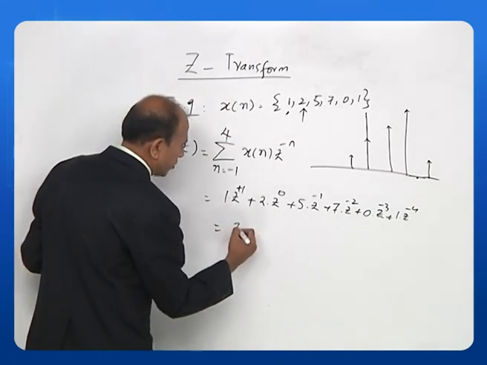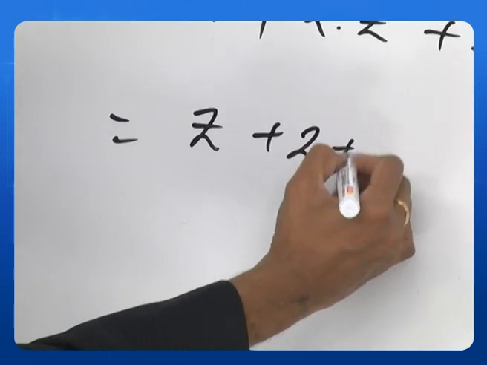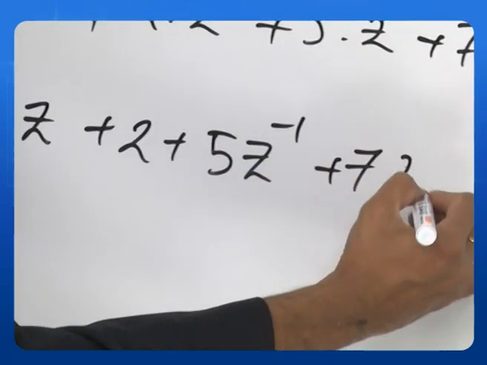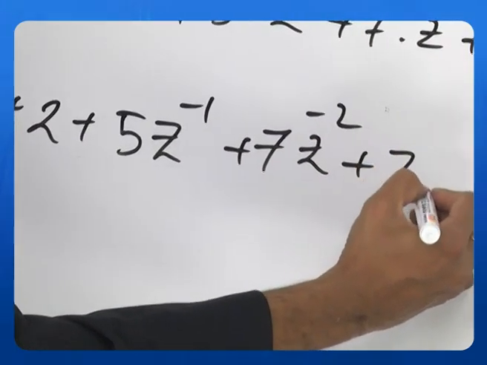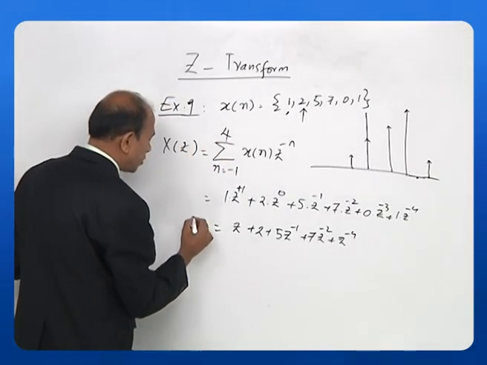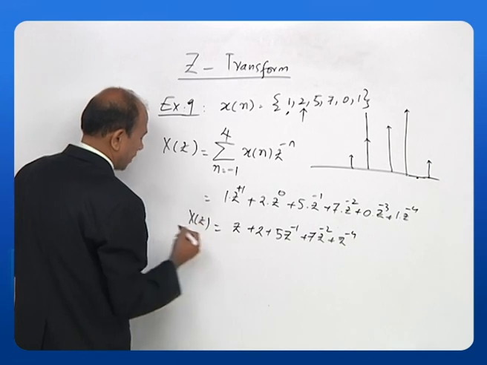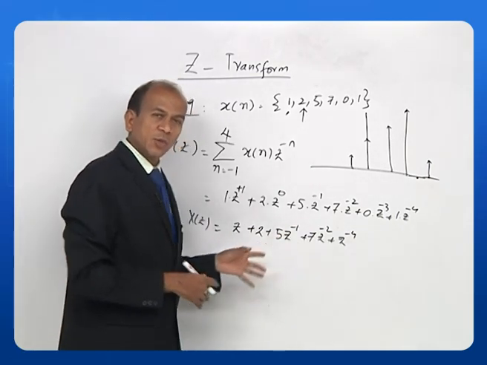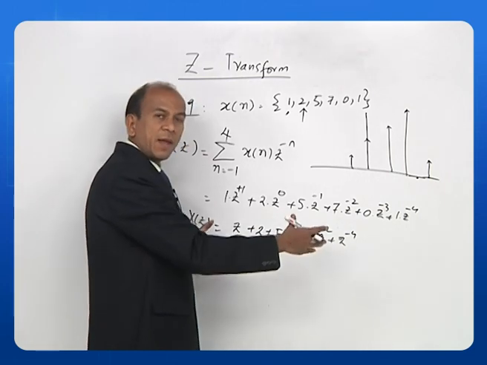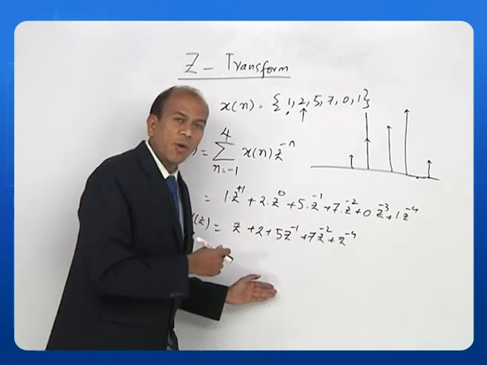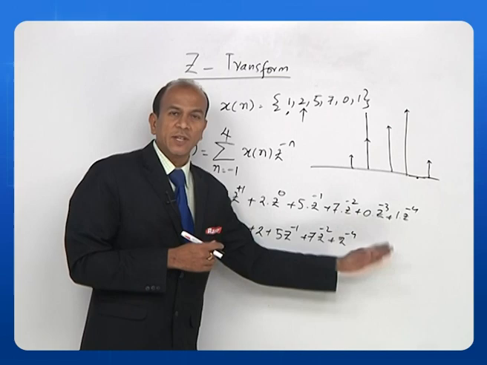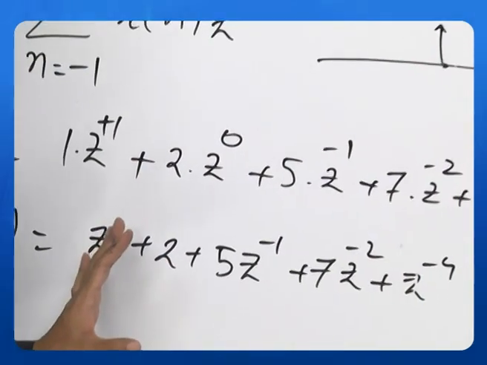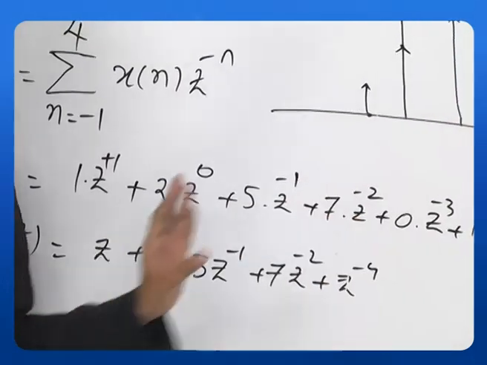So, this is equal to z plus 2 plus 5 z to the power of minus 1 plus 7 z to the power of minus 2 plus z to the power of minus 4. So, this is my X of z for these cases. So, this is a summation which is happening. The ROC will be the entire z plane except z equal to 0 and infinity. Those are the values where this will not converge, otherwise the z transform will be for the entire z plane. This is one problem.